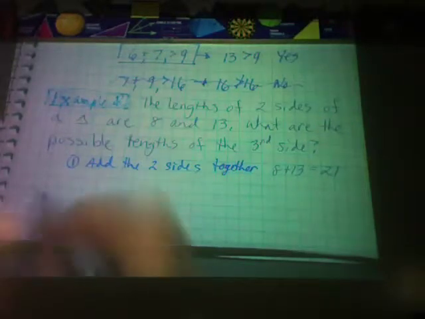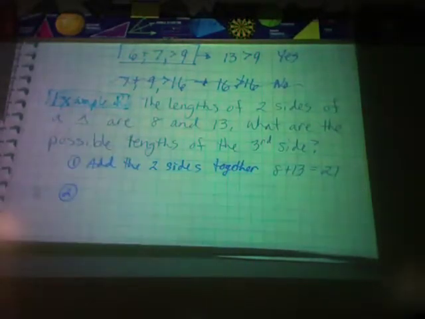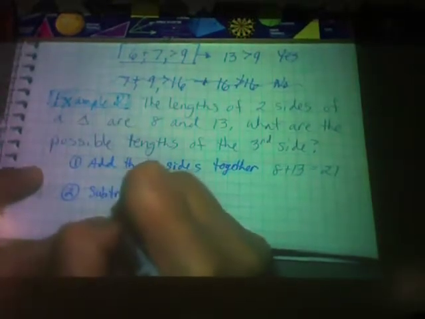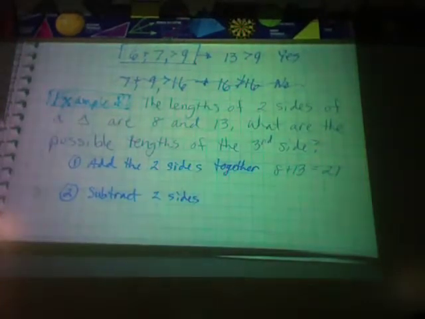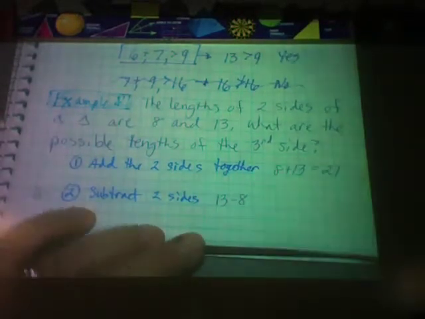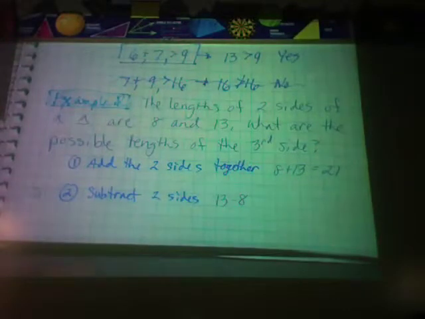Then, here's what I want you to do. I want you to subtract the two sides. Now, if I subtract 8 minus 13, what's going to happen? Don't you get a negative 5? Could I have a negative length to the side of a triangle? No. So when you subtract, you want to make sure you have an absolute value or a positive number. So I would always subtract the smaller from the larger. So you need to do 13 minus 8, and what do you get?